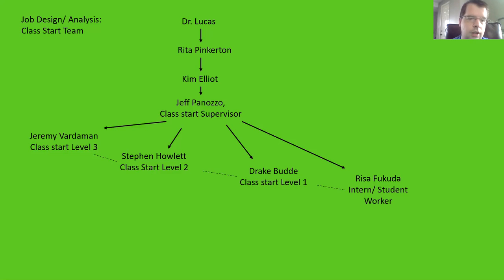Now, one thing you'll notice is that these 4 are pictured at different heights with these dotted lines. And these are level 2, level 3, level 2, level 1 student worker. This is intended more as an expression of expertise power, which, as stated before, is power and influence that comes from knowing more about the job and being better skilled. Jeremy Vardaman has been on the job the longest. Drake, the least amount of time of the 3 full-time workers. And then Risa, as stated, is the intern or student worker and the newest person in the group.